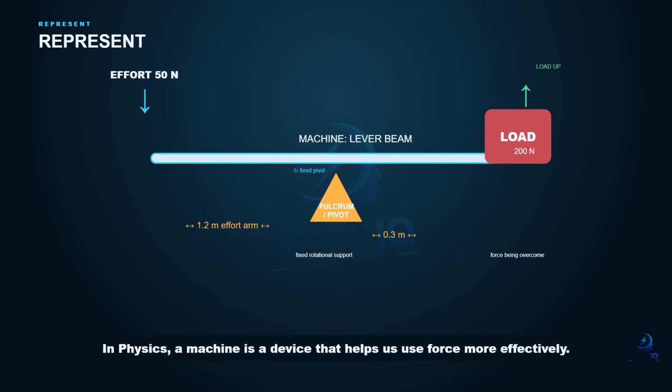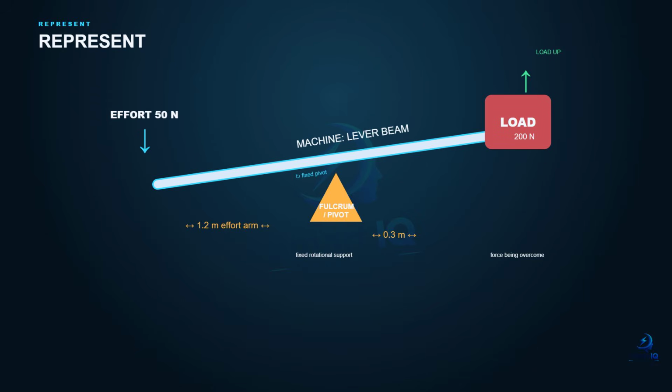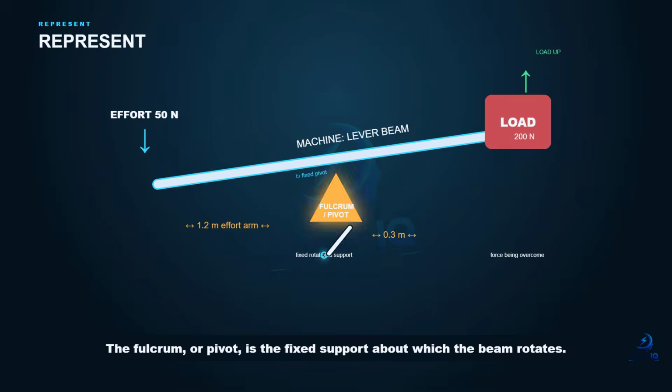In physics, a machine is a device that helps us use force more effectively. We can represent the interaction as effort through the machine to the load. On this lever, the effort is the input force applied by the learner. The load is the force the machine must overcome. The fulcrum, or pivot, is the fixed support about which the beam rotates.